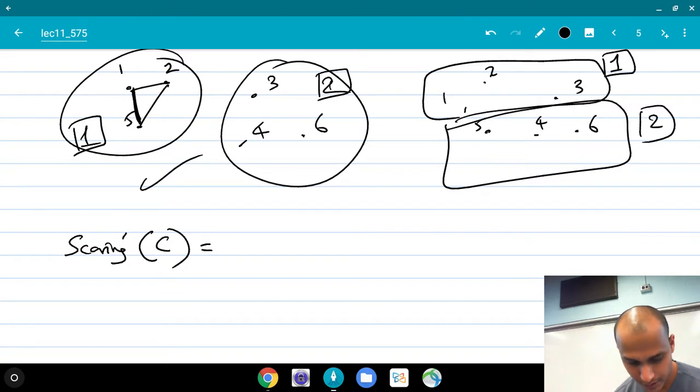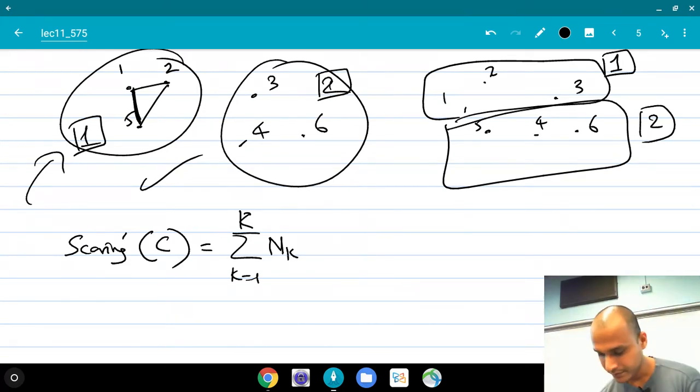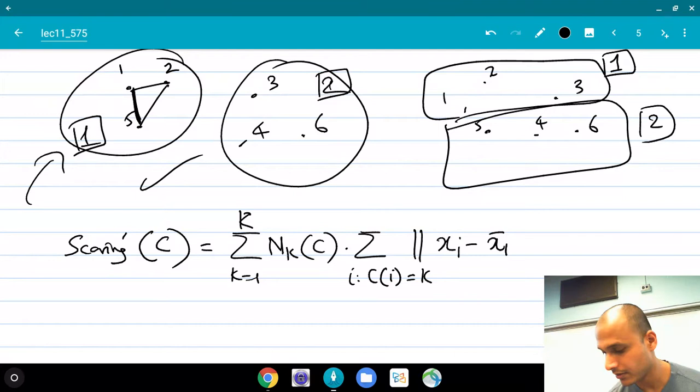I mean the cluster assignment, and it's going to be equal to the sum over k equals 1 to K, the number of clusters I have, of Nk, which is the number of points in the cluster. The clustering assignment will split the points, so 3 points in the first cluster, 3 points in the second cluster. So Nk in this example is 3, 3 for that C. Actually, maybe I should put a bracket C there, times the sum over all the points i such that Ci is equal to k of the norm of xi minus x bar k, squared.